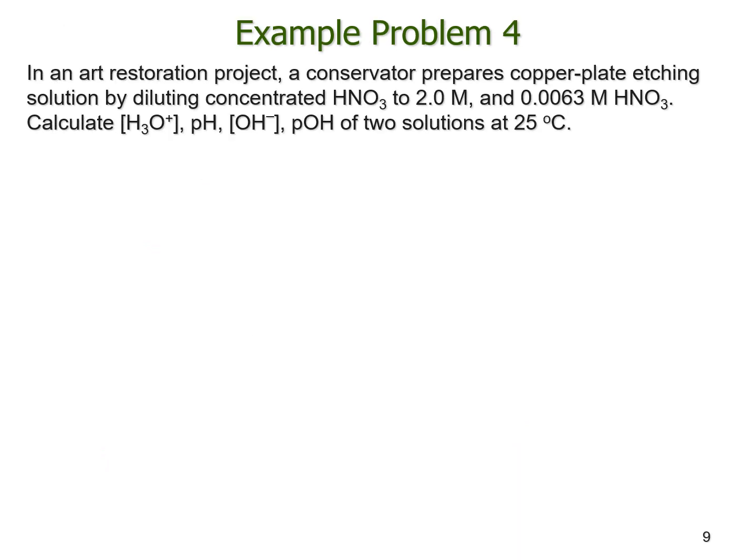All right, now let's take a look at our next example. In an art restoration project, we have to prepare 2 solutions of nitric acid. One is 2.0 molar, one is 0.0063 molar. The question wants us to calculate the concentration of hydronium, hydroxide, pH, and pOH of these 2 solutions at 25 degrees. How important is it that it's at 25 degrees, by the way?